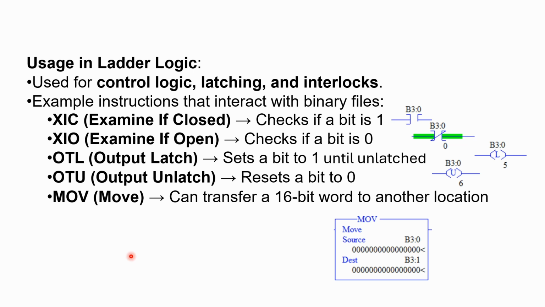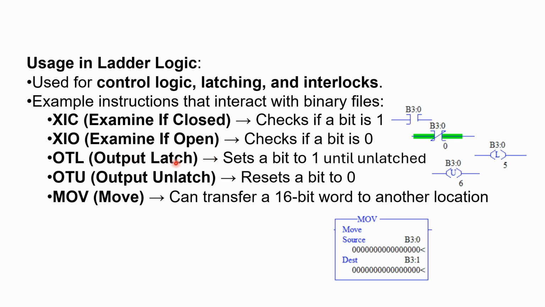There are some example instructions here that interact with binary files. There is the XIC, which is examine if closed, and checks to see if a bit is 1. It looks like this, and you can see the address B3:0 over it. It's basically a normally open contact. You also have the XIO, which is examine if open, and checks to see if a bit is 0. In this case, you can see it's highlighted. This is a normally closed contact, which by default passes power.